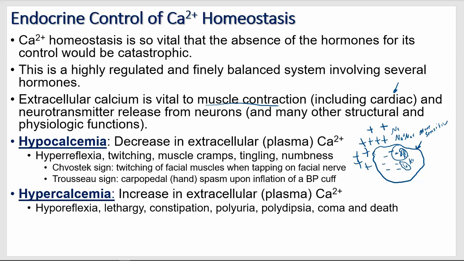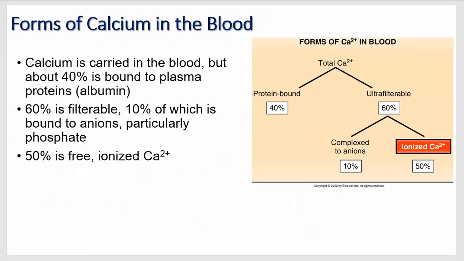So it's going to cause hyporeflexia, lethargy, constipation, because you aren't going to have peristaltic movements because of that hyporeflexia. Polyuria, because you've got more calcium moving through the nephron, the tubules. Polydipsia, thirst, and then just coma and death after that.